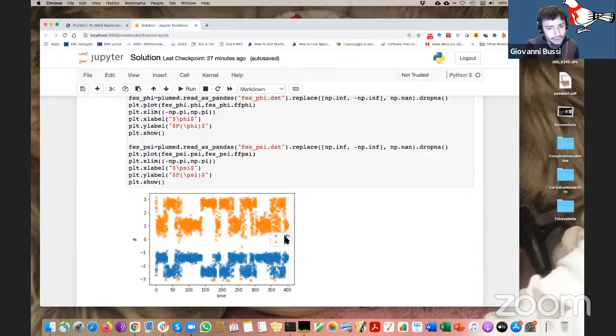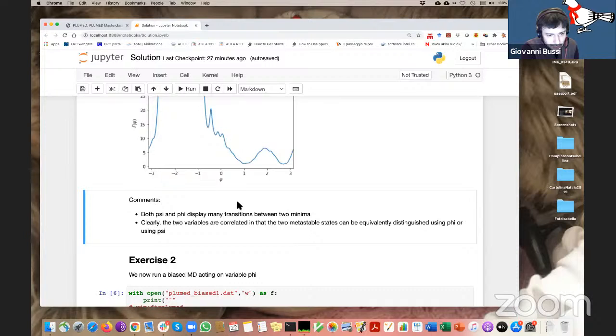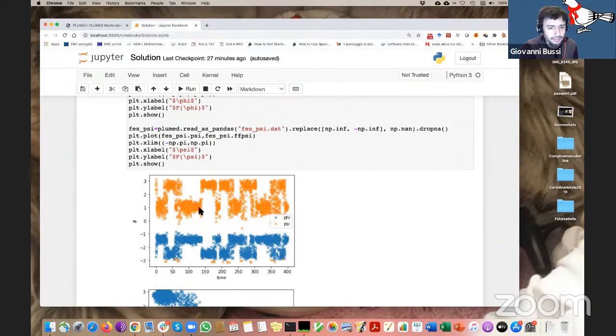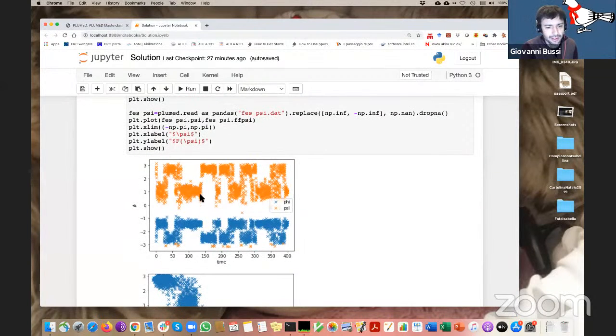Okay, I think this step should be quite easy. Let me see the comments that I noted. There are many transitions here. This picture shows that the transition between one of the minima and the other is an activated event, because the trajectory is stable in one of the minima, and then suddenly you have a transition, and it's stable for many steps, and suddenly you have another transition, right?